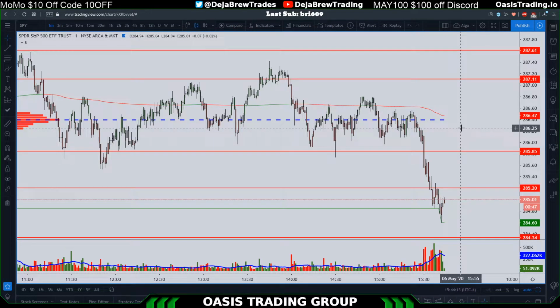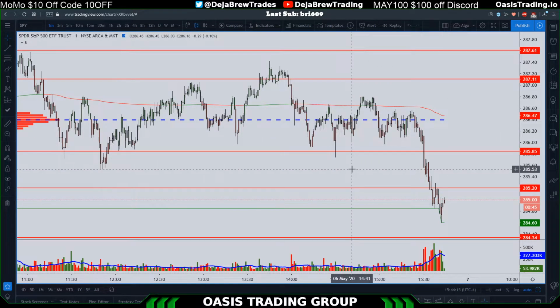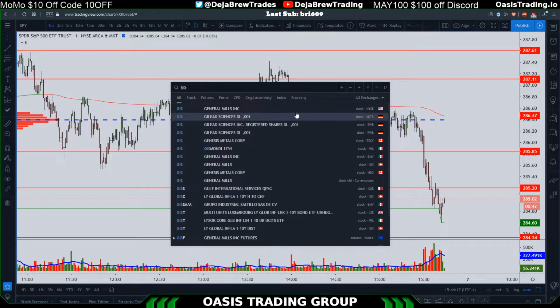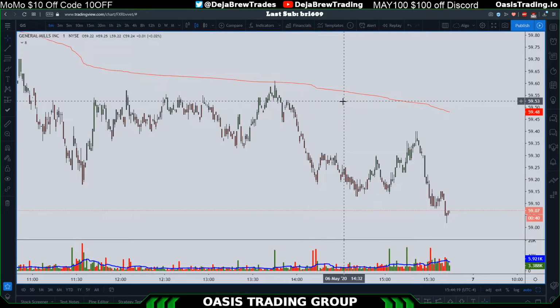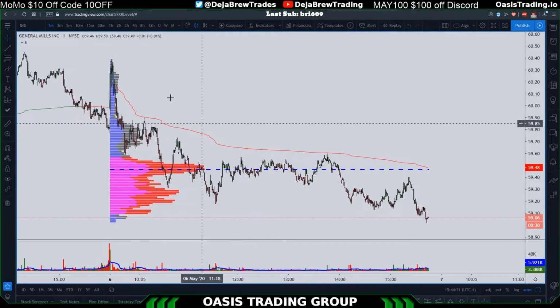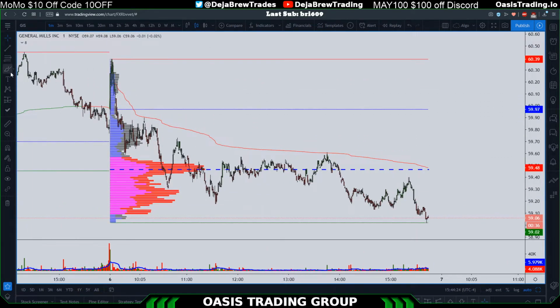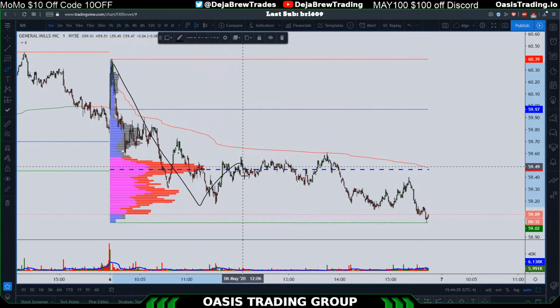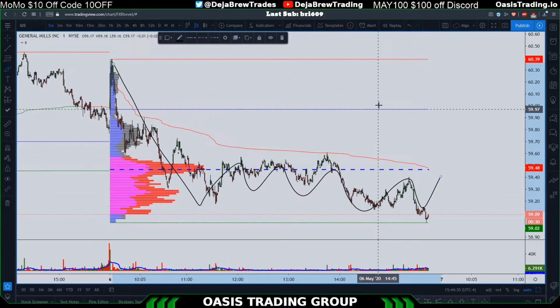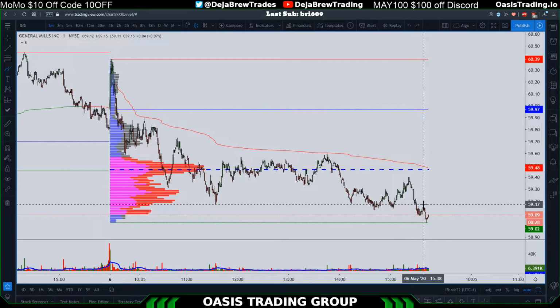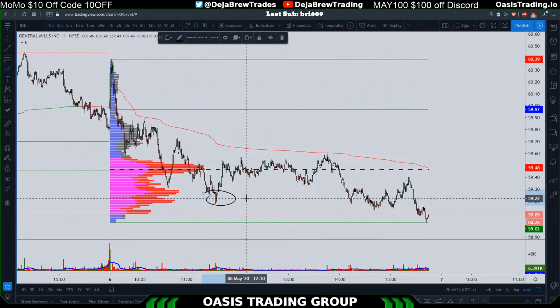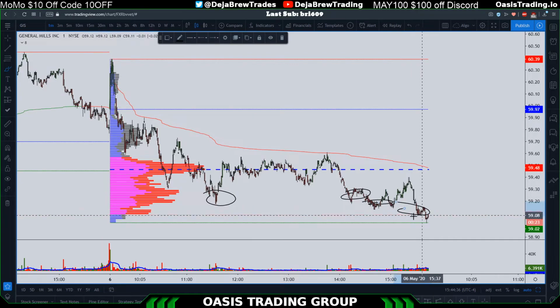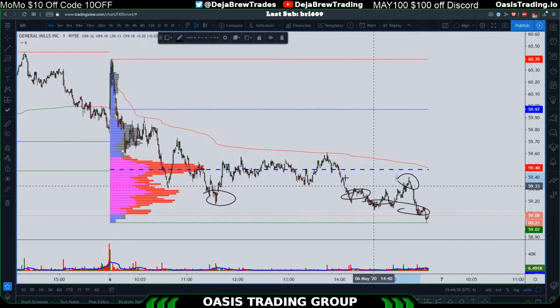Moneybag said GIS looks weak. 30-minute bear div. Yeah, this looks pretty bad. Yeah, B shape. See, so this would be a lowercase b, which is typically going to be seen in a bear flag. So on a bear flag, you want to be very careful buying the lows because it could wreck you at any moment, but you're safe to sell the highs.